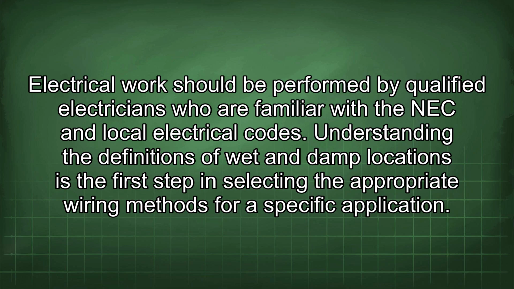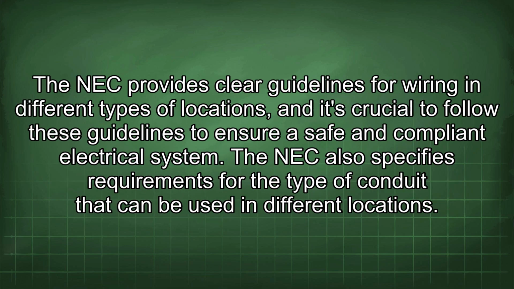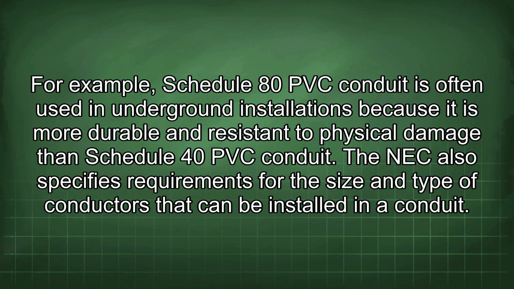Understanding the definitions of wet and damp locations is the first step in selecting the appropriate wiring methods for a specific application. The NEC provides clear guidelines for wiring in different types of locations, and it's crucial to follow these guidelines to ensure a safe and compliant electrical system. The NEC also specifies requirements for the type of conduit that can be used in different locations. For example, Schedule 80 PVC conduit is often used in underground installations because it is more durable and resistant to physical damage than Schedule 40 PVC conduit.